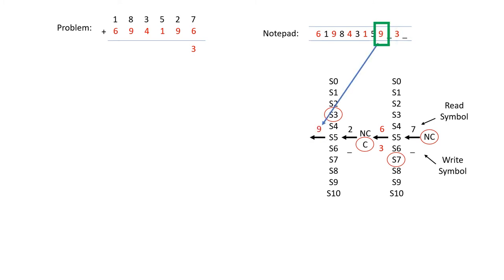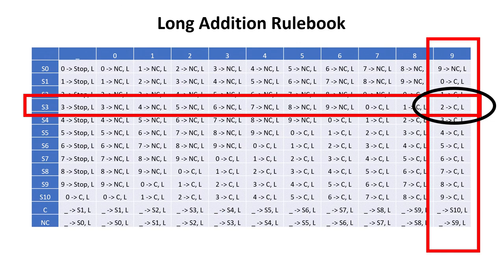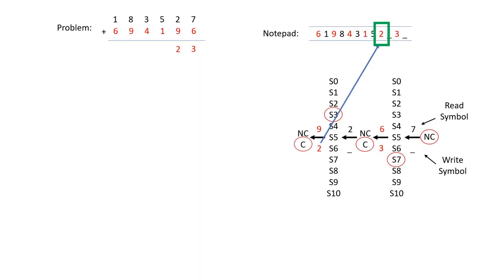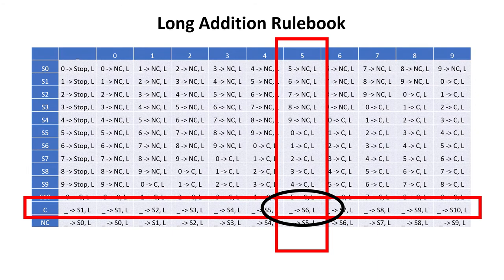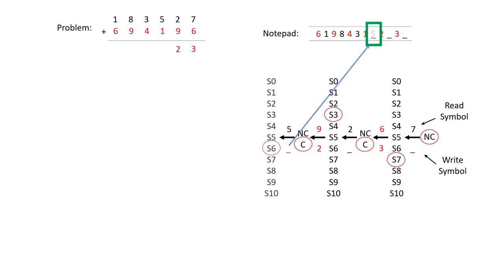Now in state 3, we see a 9. We replace that with 2 with carry and move left. Carry in 5, we replace with the underscore and move to state S6 and move left again. And we repeat this process for all the digits on the tape.